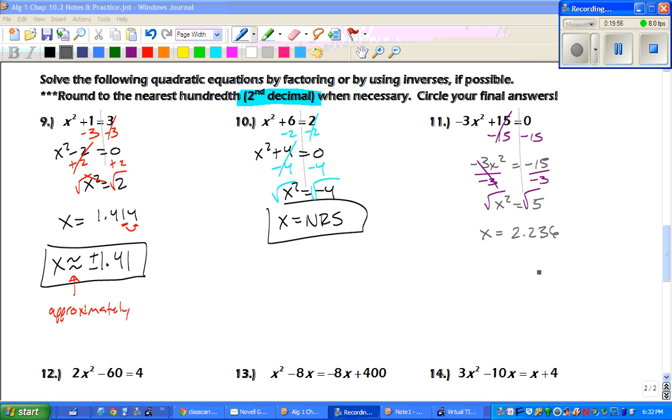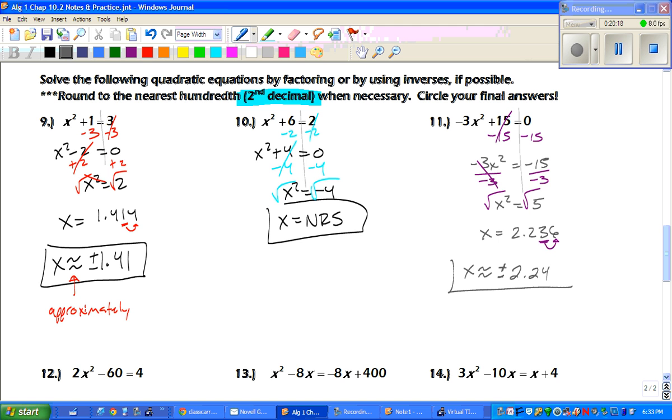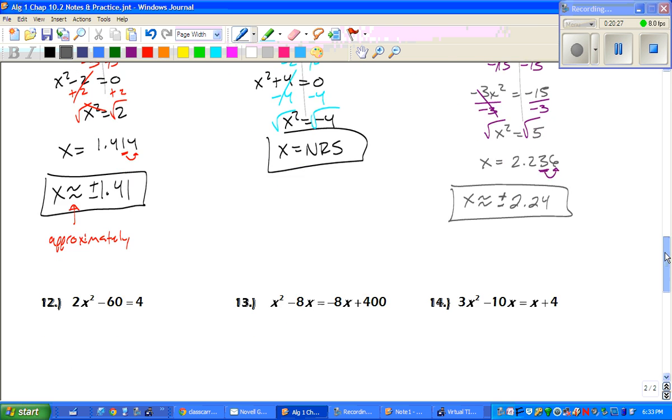Now, the square root of 5 is 2.236, and remember, we have to round it to the second decimal. So when we do that, we look at the 6, and the 6 tells us that we have to go up. So that changes to 2.24. Remember, when we take the square root, we can have two answers. We've rounded it, and there we go. So x is approximately plus or minus 2.24.